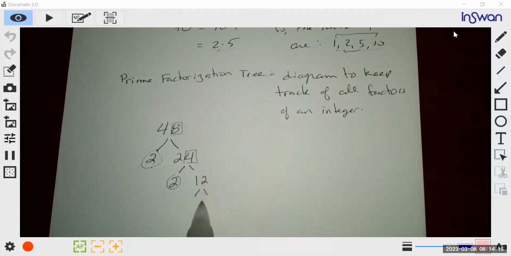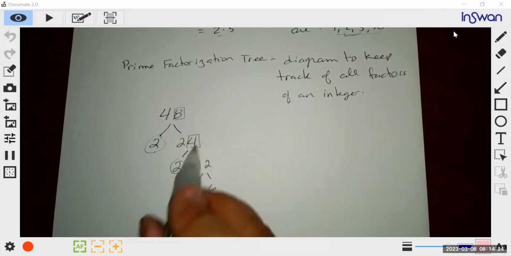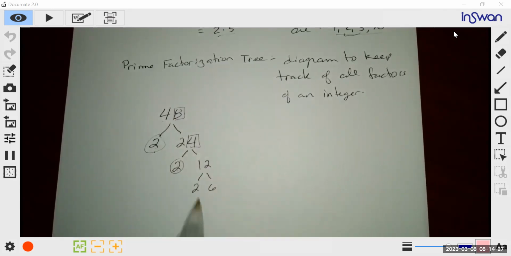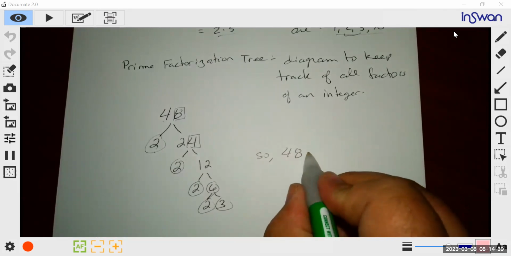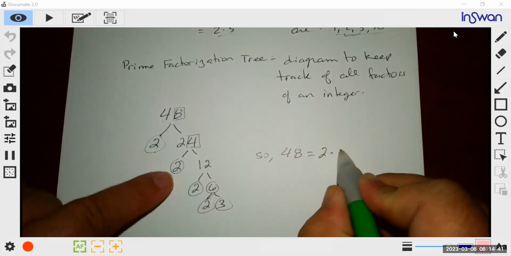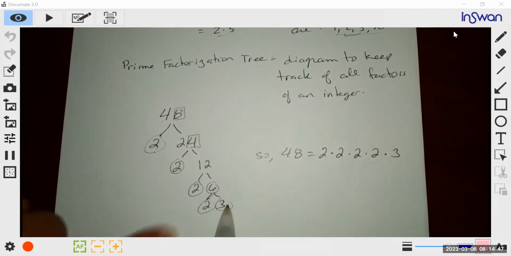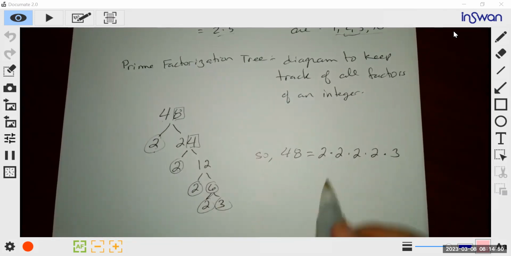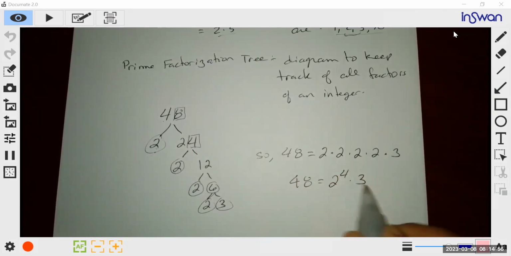We can keep on going down until you can't break a number down any further. 12 is made up of 2 times 6. 2 times 6 is 12. 2 times 12 is 24. 2 times 24 is 48. So that's a prime number. 6 is made up of 2 times 3. And these are both prime numbers. So 48 is made up of 2 times 2 times 2 times 2 times 3, which means 48 is made up of these numbers.